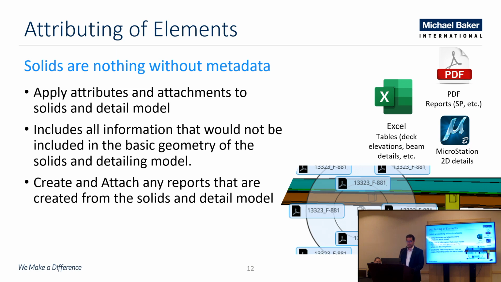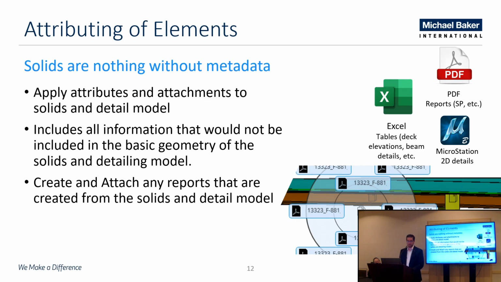And then I mentioned that data, getting that data in there via attributing item types or attaching different types of reports. You can see we've got PDF reports for our special provisions that we're somehow attaching to that model. It doesn't have to be directly attached to an element, but the idea is to have kind of a single source of information for the users to be able to pull any bits of information that they need about that model from one area, right? I mentioned the Excel tables, so we can include those in there, such as our elevations, beam details, but then also those 2D details that I mentioned, making sure that those are in there.